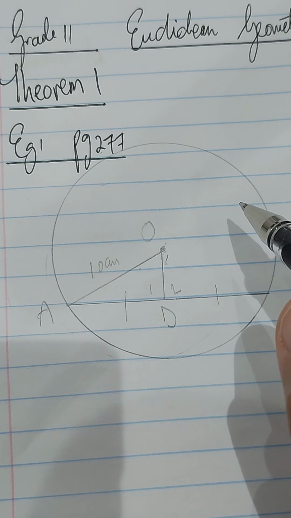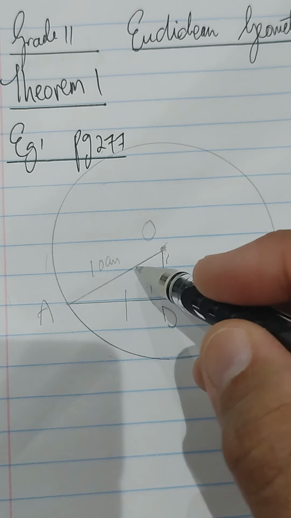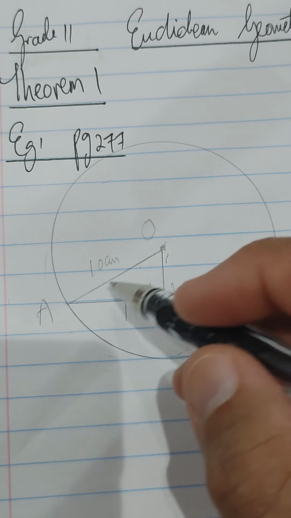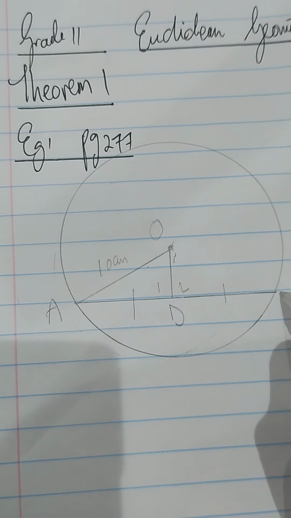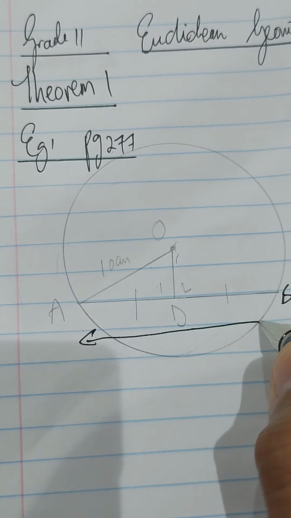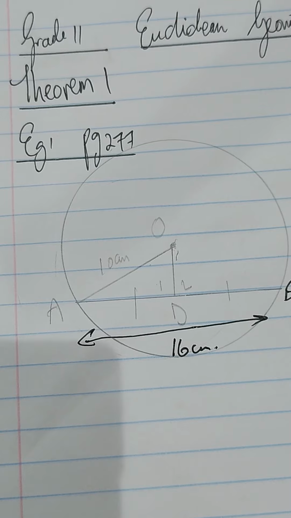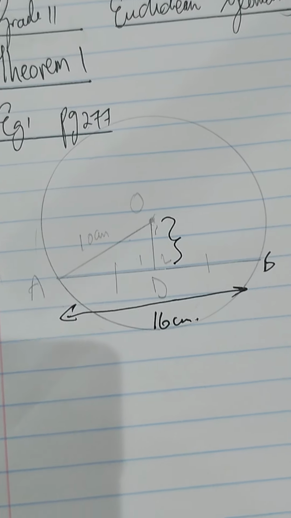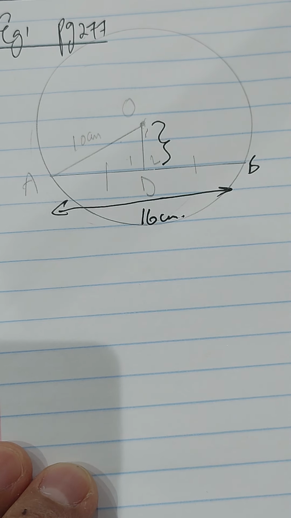Then we are told that AO and OD are joined. AO is equal to 10 centimeters, AB is equal to 16. So that is your 16 centimeters there. The question says calculate the length of OD, which is this length here. Okay, so working with lengths, what should come to mind is the Pythagorean theorem.